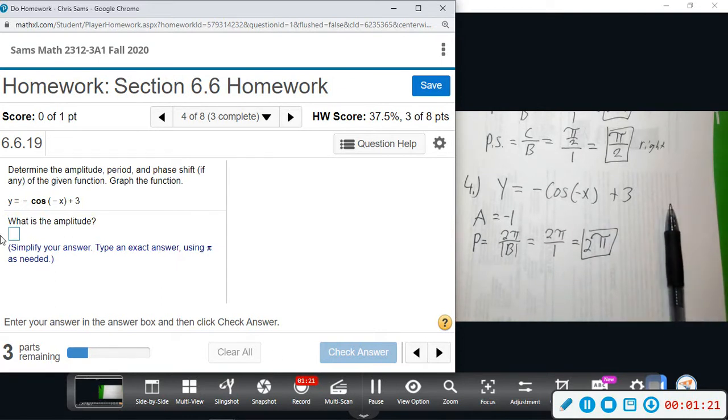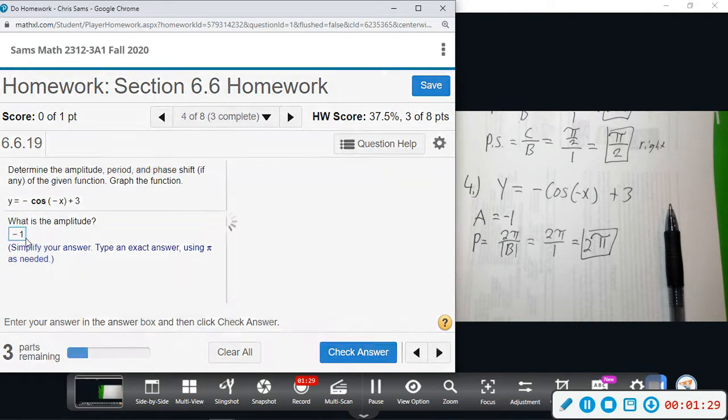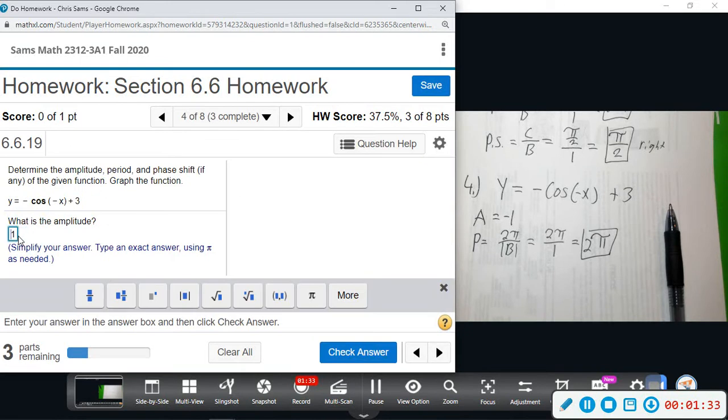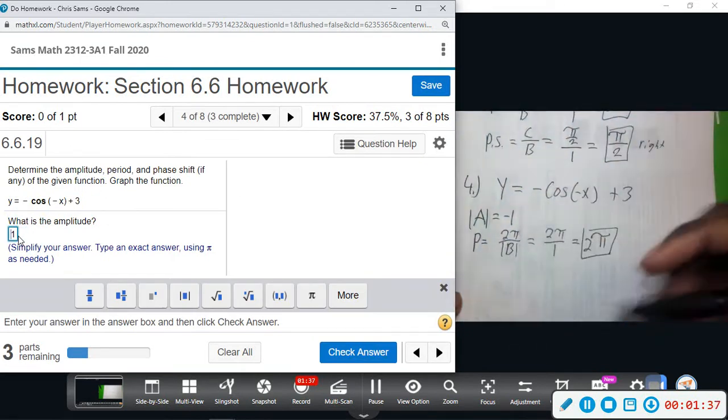So amplitude, let's see if they want the negative. It's a negative 1 out front, but it'll still be 1. I think it's absolute value. I think it's positive 1. Yep, absolute value. That's what they're showing. So amplitude, absolute value, whatever that number is, just put the positive.